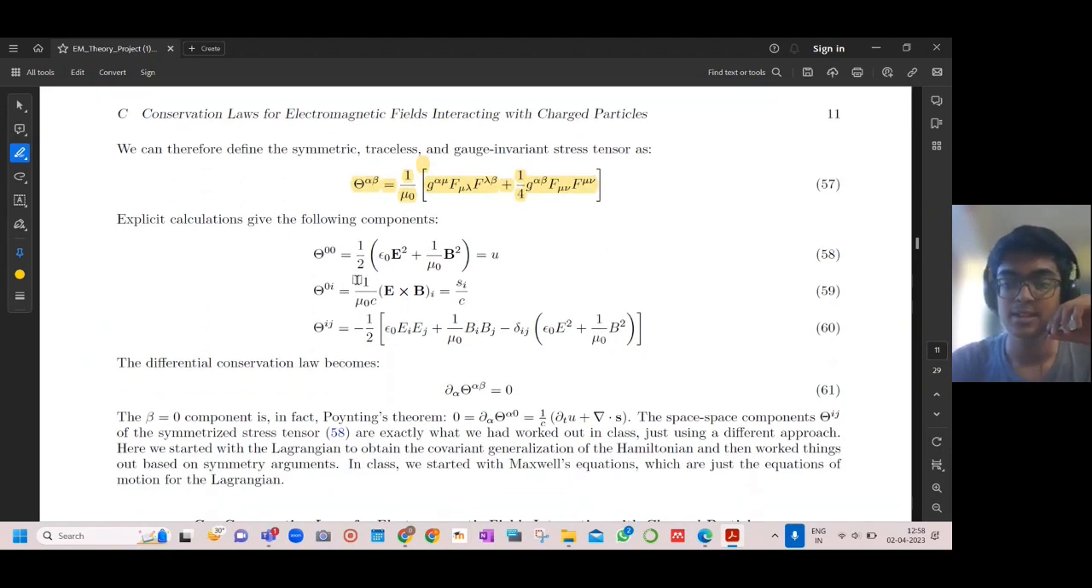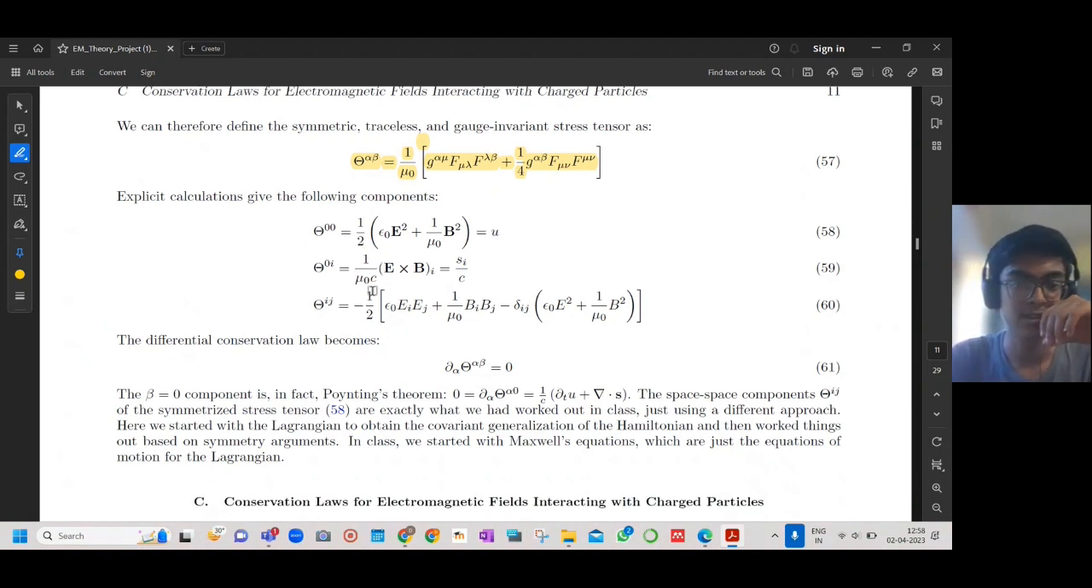It has familiar looking components. The first one is purely the energy density of the fields. The T0i components, that is, the three elements of the first row and the three elements of the first column following U, are actually the components of the Poynting vector S upon c, where c is the speed of light.